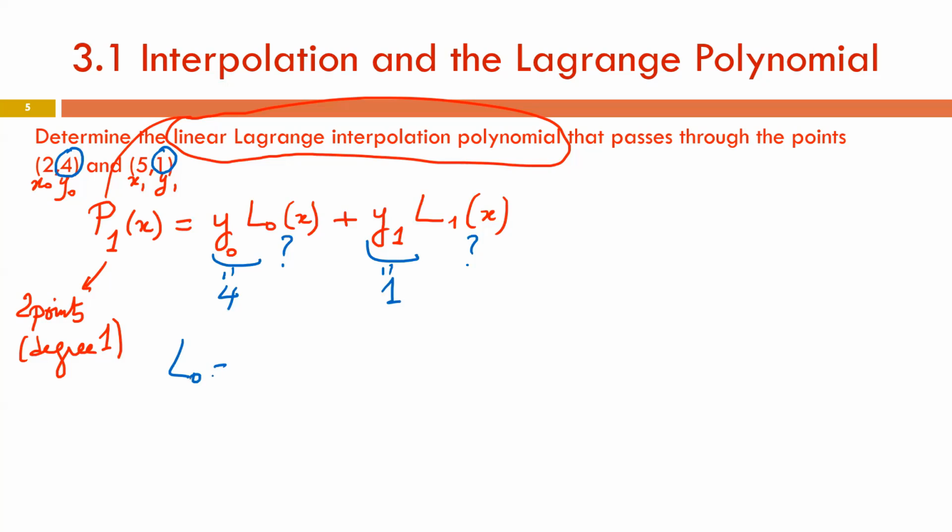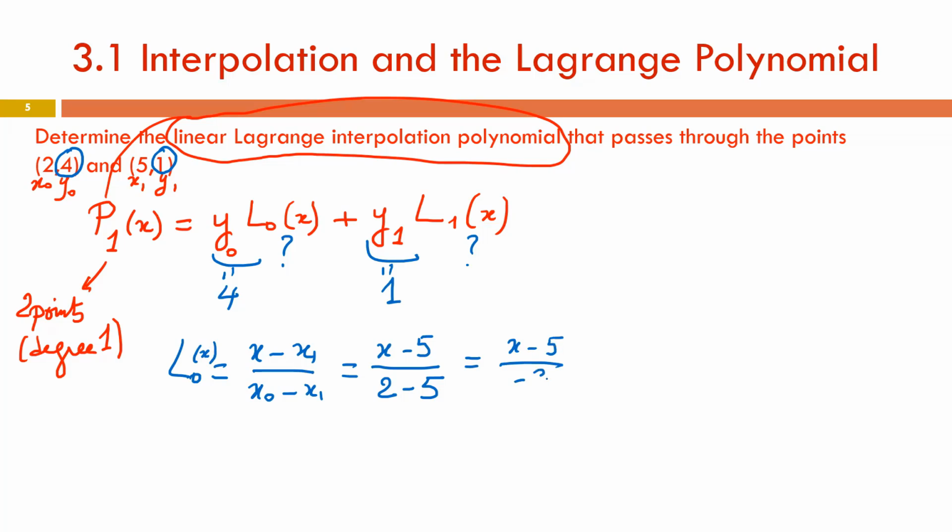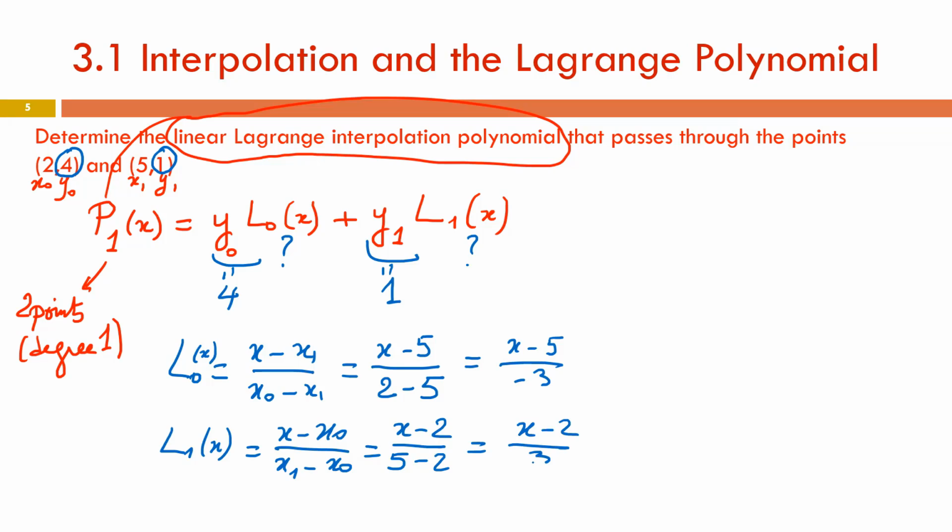What's L0? L0 is x minus x1 over x0 minus x1, and we replace. So we get x minus x1, what is the value of x1? 5, over x0, which is 2, 2 minus 5. This is L0 of x, so it's x minus 5 over negative 3. What is L1 of x now? It's x minus x0 over x1 minus x0, so it's x minus 2 over 5 minus 2, which is x minus 2 over 3.